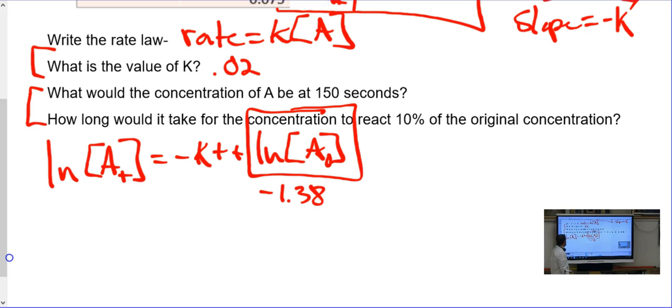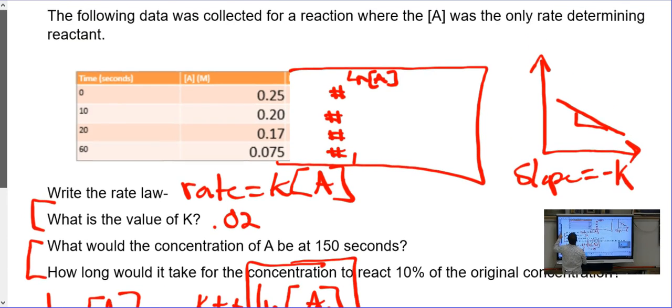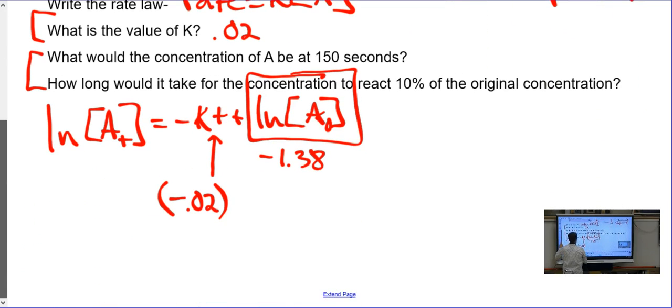All right. Now, what would the concentration be at 150? So I can also plug that value in, correct? So I know k is 0.02. So I have negative 0.02 times the time, which is 150 seconds. Make sure these were seconds. They were. All right, so what is negative 0.02 times 150?